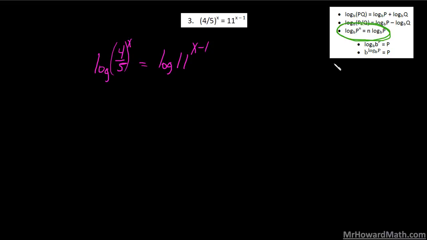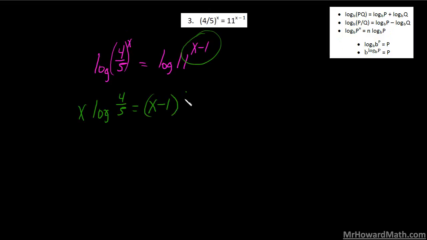So as discussed, the most important theorem for solving exponential equations with logarithms is this one right here, because this allows us to take the exponent and move it to the front of the logarithm, and that will unlock these variable exponents here. So we'll do that, and we get x log of 4/5 equals the x minus 1 quantity times log 11 over here on this side. Remember, you have to take the whole quantity here, the x minus 1 quantity.